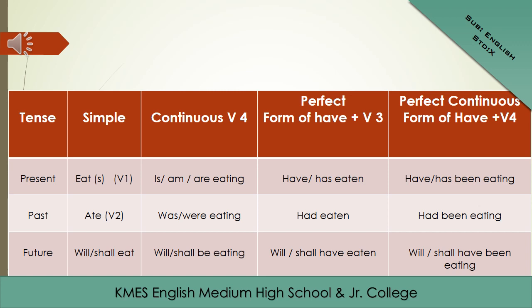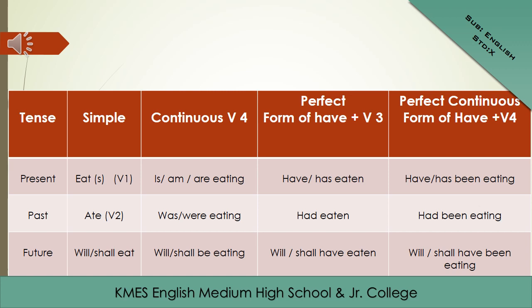Okay, next what we have is future perfect tense. The future perfect tense will or shall, as we do use, and have, form of have plus third form of the verb. So our third form of the verb will not change in any of the tense. What will only change is the form of have, okay, according to our subject.